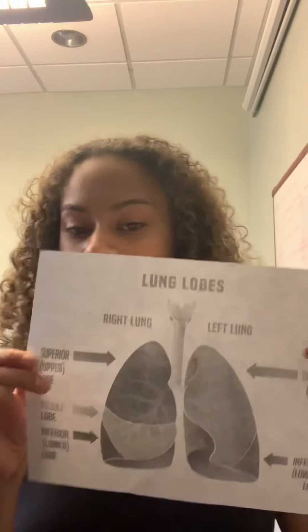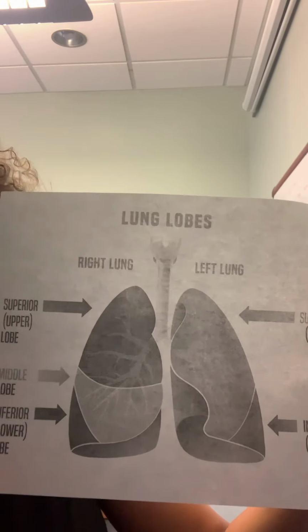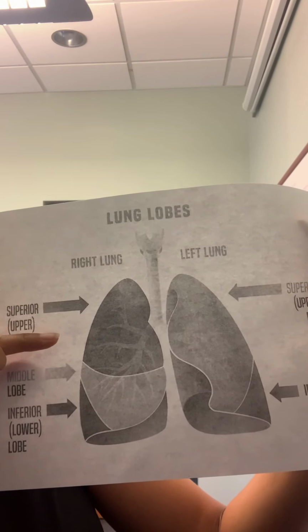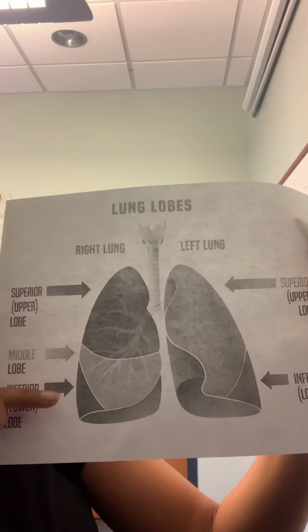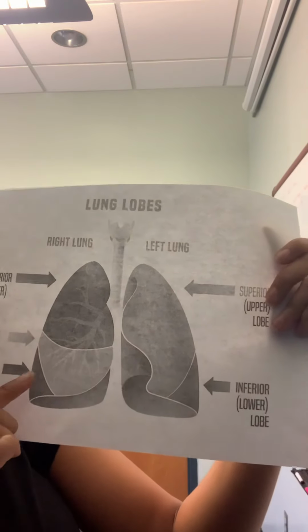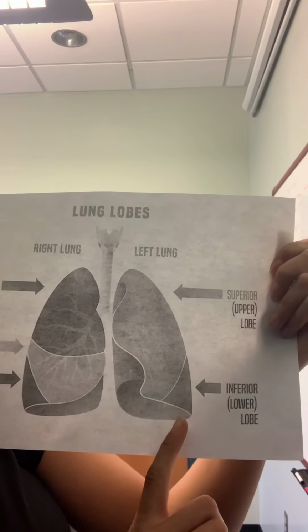So this is a general overview of the structure of your lungs. These are your lungs. Here you can see left and right lung, and they're split into lobes. So here we have the superior lobe of the right lung, we have the middle lobe of the right lung, and the inferior lobe of the right lung. The left lung is actually divided into only two lobes, the superior and inferior lobes.